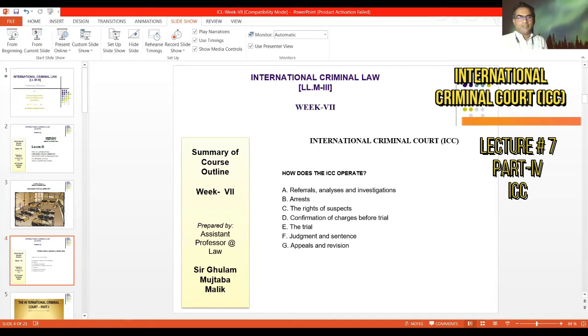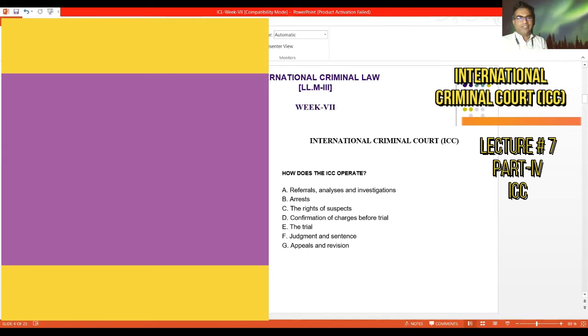After the confirmation of the charge, the next stage is the trial. And the $1,000,000 question is, where does the trial take place? The trial takes place at the seat of the court, which is situated in The Hague, unless the judges decide to hold the trial elsewhere. To hold the trial elsewhere, the consent of the member countries of the statute is required. This issue has been raised in several cases.